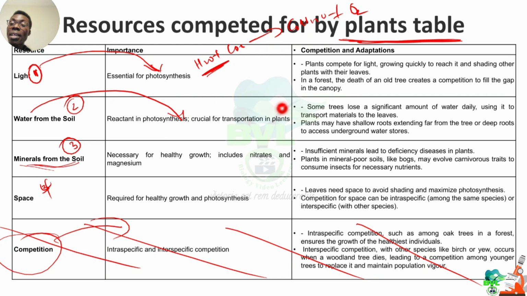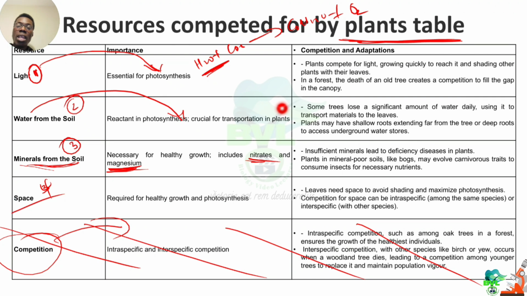Now, also, we need minerals from the soil. For example, there's this mineral called magnesium. Magnesium, amongst those, is very important. Why? Because magnesium is an essential part of chlorophyll. If there's no chlorophyll, there cannot be photosynthesis, because it's chlorophyll that absorbs sunlight to carry out the reaction. So minerals like magnesium and nitrate are very important. Nitrate is important to make proteins.